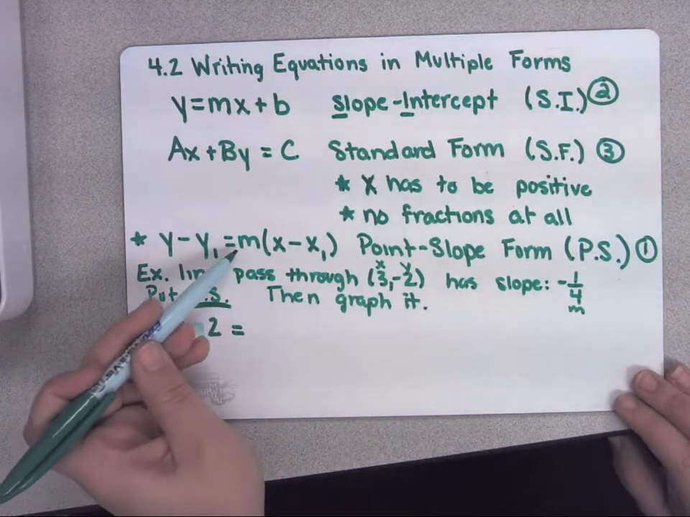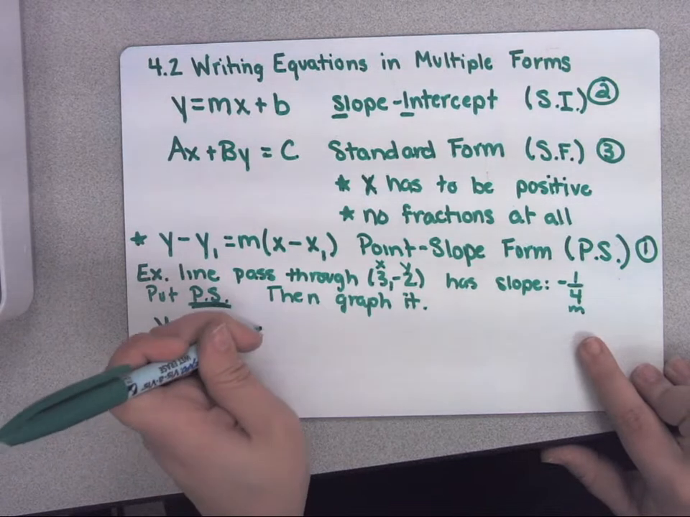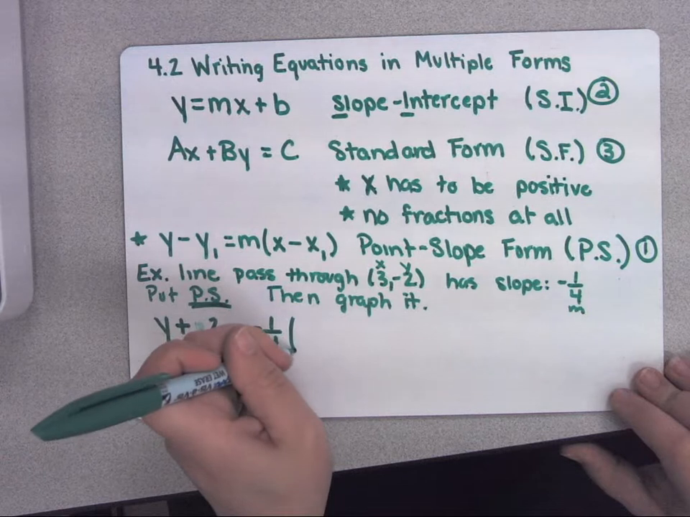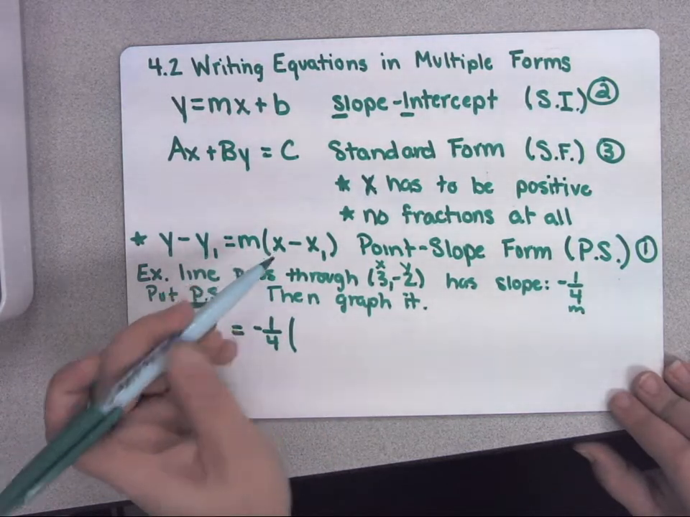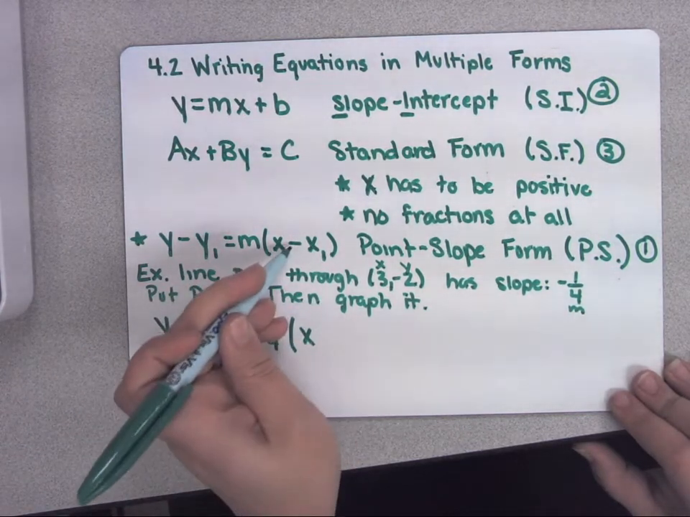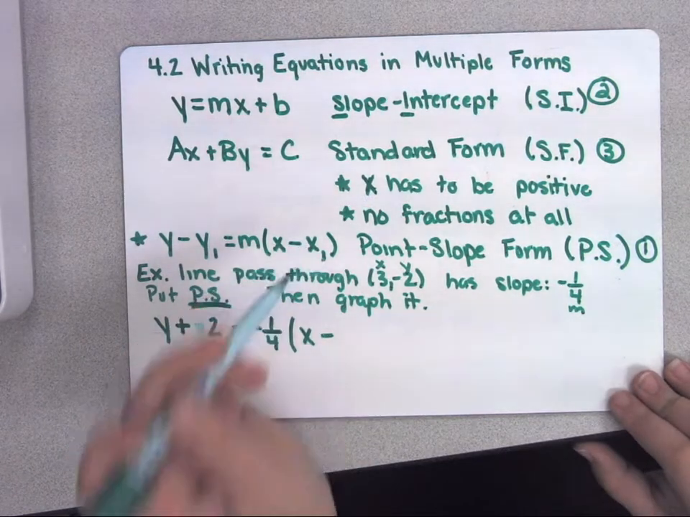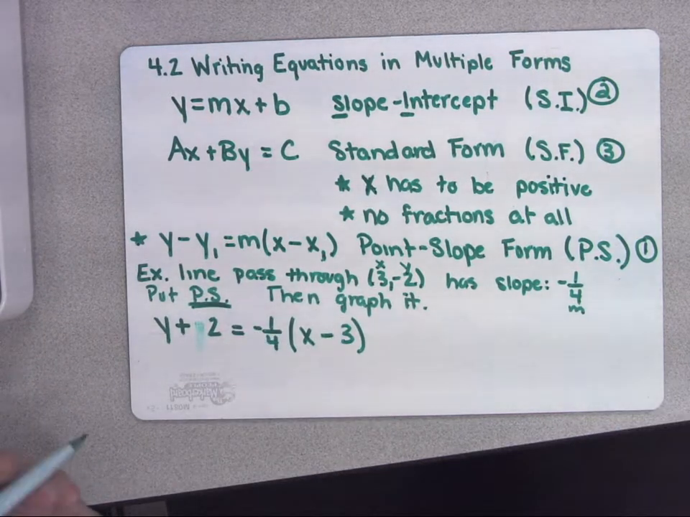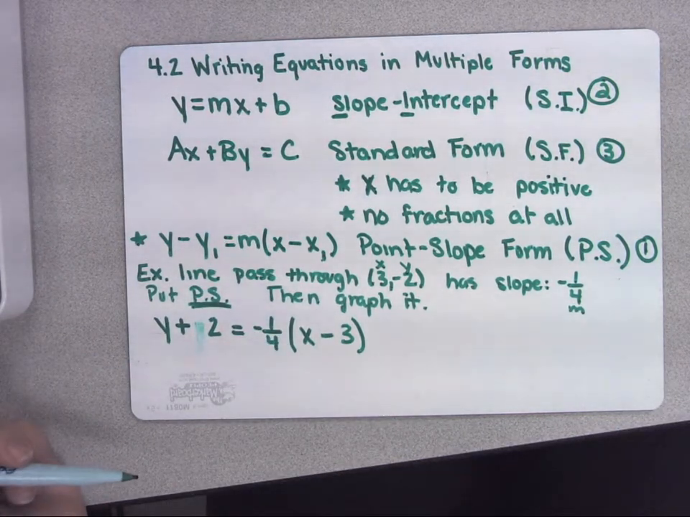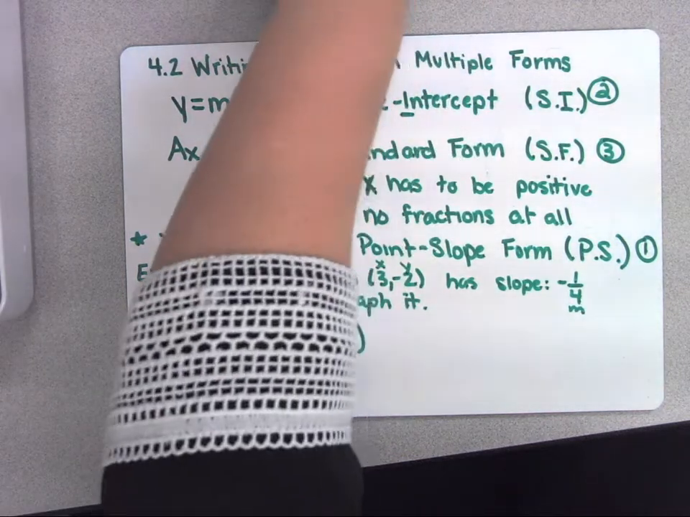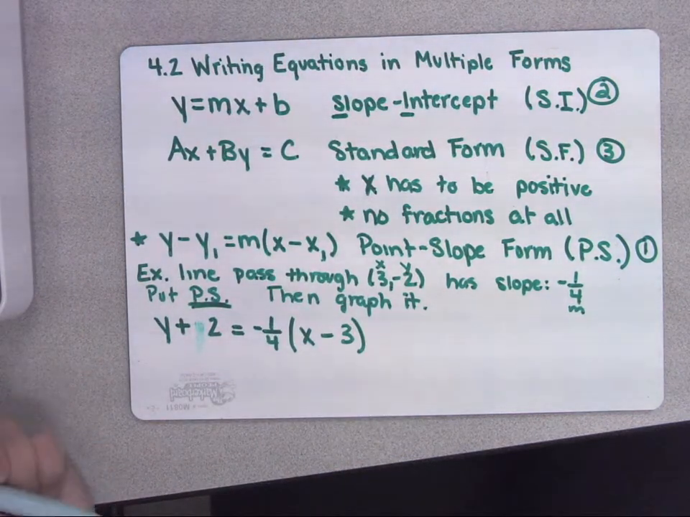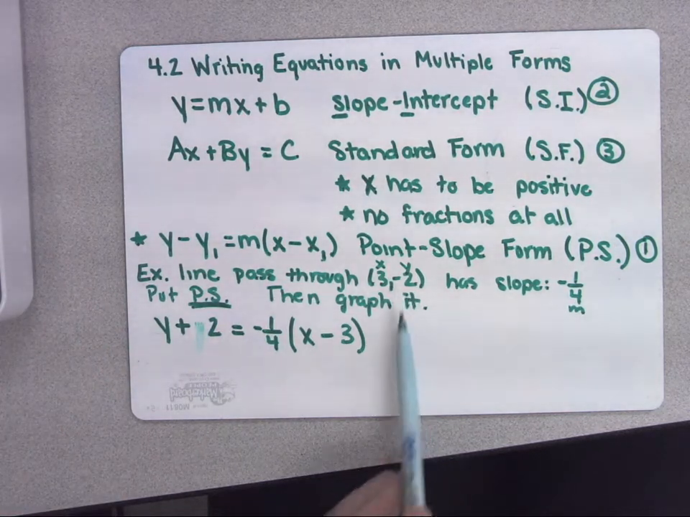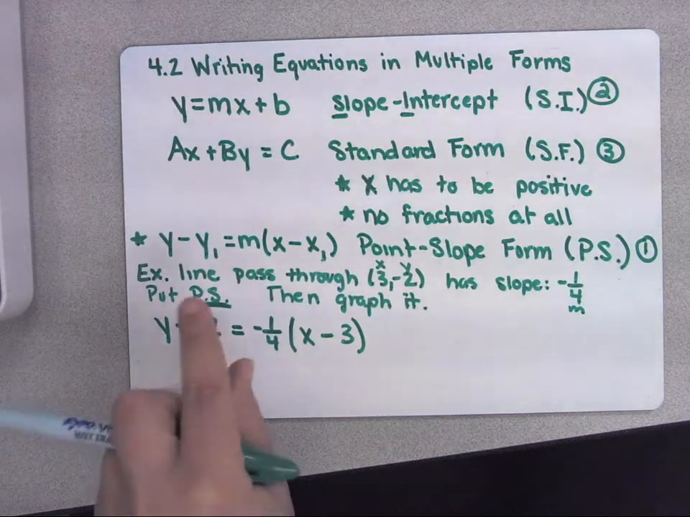Then equals, then it says M, what's my M again? -1/4. Then it says parentheses. Do I do anything with that X? Leave it alone. Then it says minus again. When it says X sub 1, do I have a number for that? 3. Did I take my numbers and put it in point slope form? Oh man, I got tired. That's it. That's the answer. Did we do any math? No. All we did was take our numbers and pick her up and plop her where she goes.